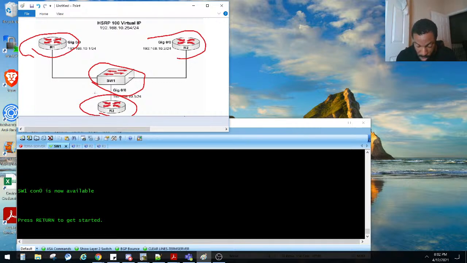So am I going to be using GNS3 today? Am I going to be using Packet Tracer today? Am I going to be using EVE-NG today? Am I going to be using CML today? Well, it's none of the above. I'm using my hardware today.